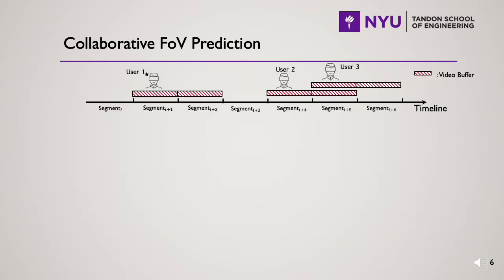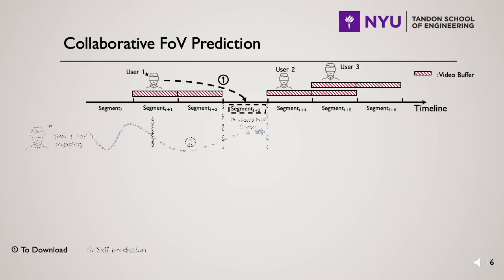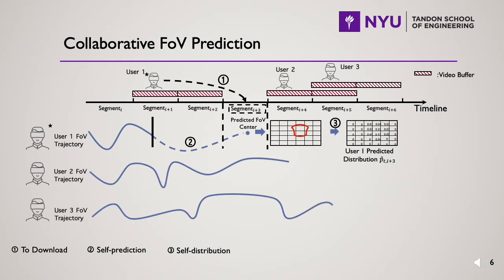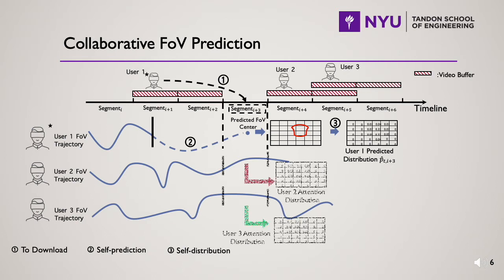In this slide, we're going to show how the collaborative FOV prediction works. Assume user 1 is going to download segment i+3. First of all, he predicts the center of the middle frame in segment i+3 using his past FOV trajectory. Then, based on the predicted FOV, he can get the predicted attention distribution of the segment. In addition, we notice that users 2 and 3, who have short latency, have watched segment i+3, and their true attention distribution can be generated.